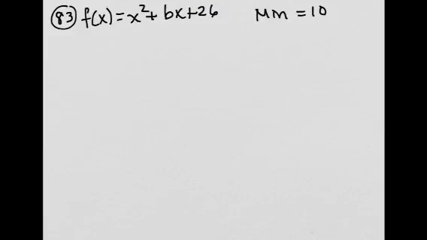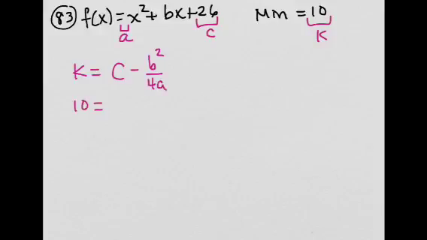Alright, 83 will go a lot faster because we're not going to go through the whole process of completing the square. We already did it for 82. So we know that this is the c value, right here is the a value, and this is the k value. So we know that k equals c minus b squared over 4a. So 10 equals 26 minus b squared over 4 times 1.